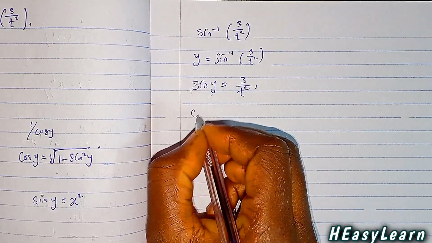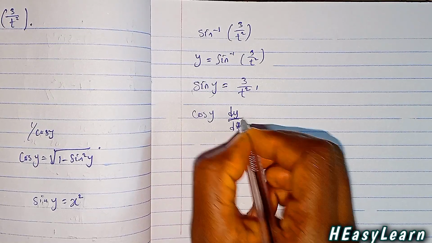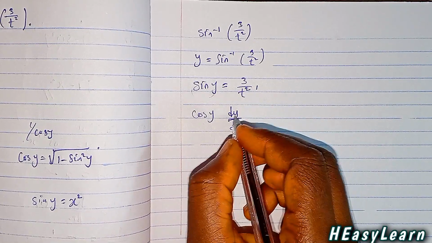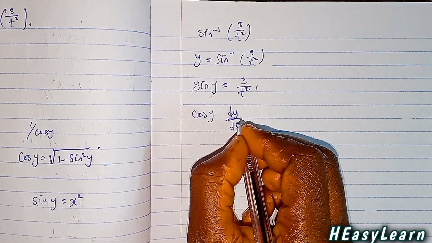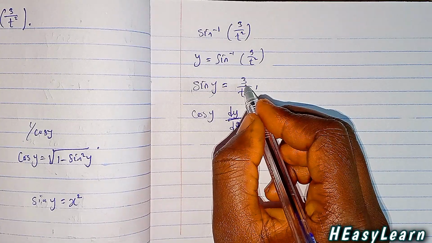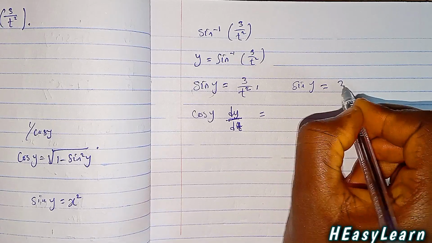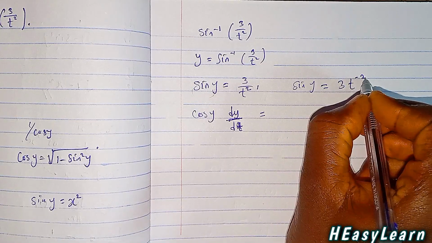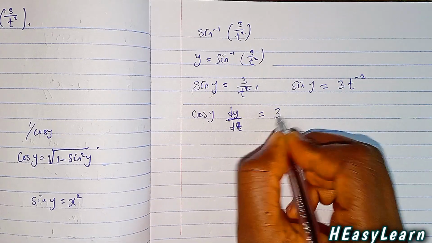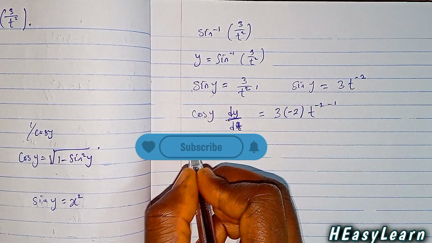The differential of sin y is cos y dy/dt, because this is a function of t, not x. So we differentiate y with respect to the variable t. What is the differential of this function? Remember that this function is the same thing as sin y equals 3t to the power of minus 2. So by power rule, multiply with the power, then reduce the power by 1.